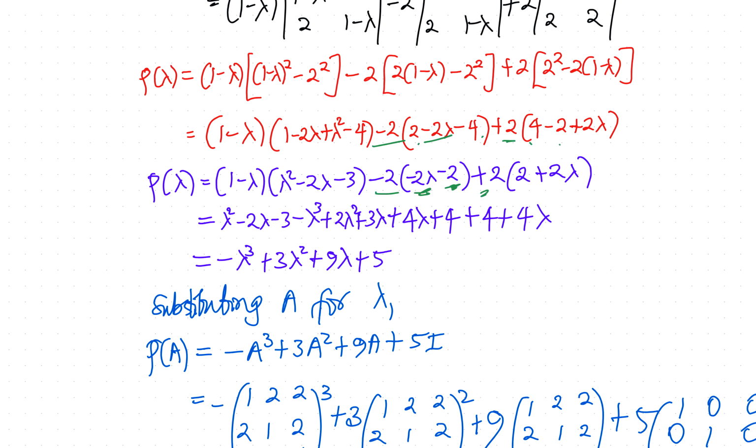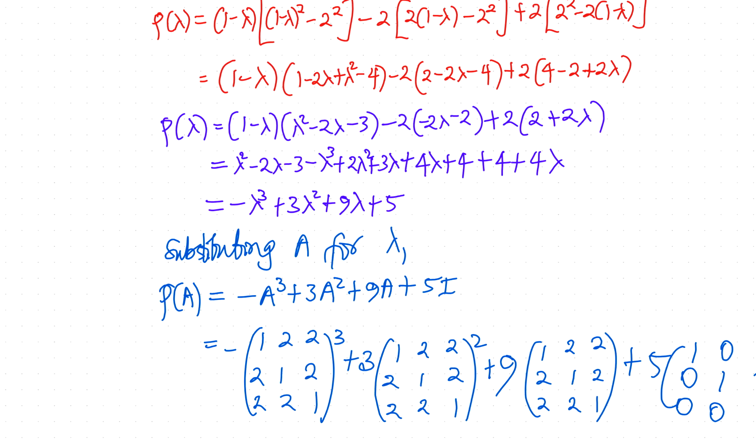So we still are tidying things up. So we can expand now. So 1 times lambda squared, that's lambda squared. 1 times minus 2 lambda, that's minus 2 lambda.